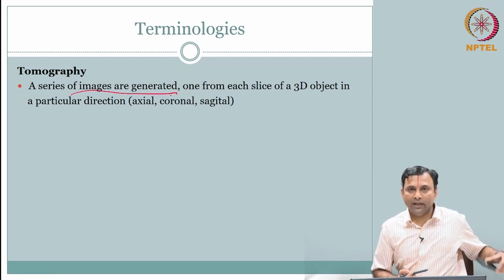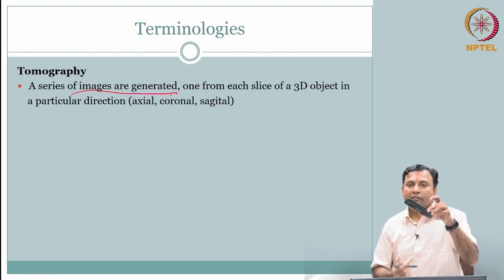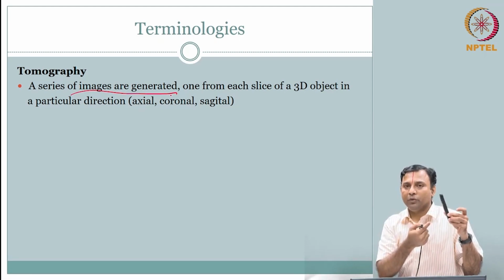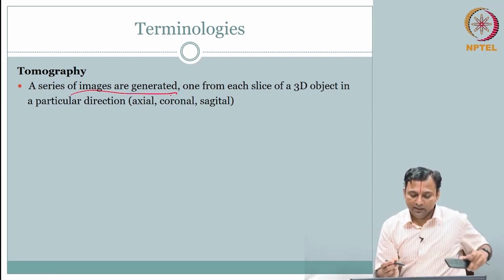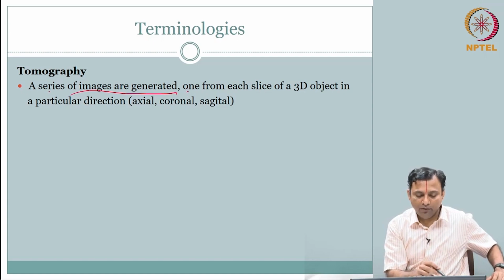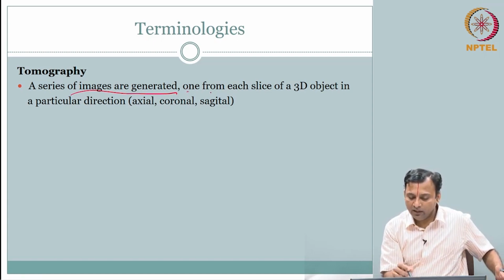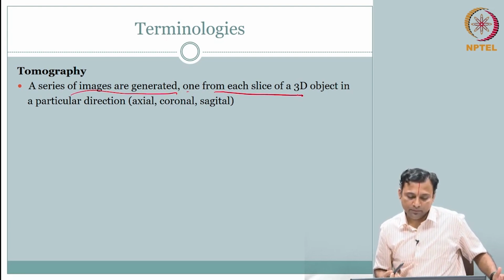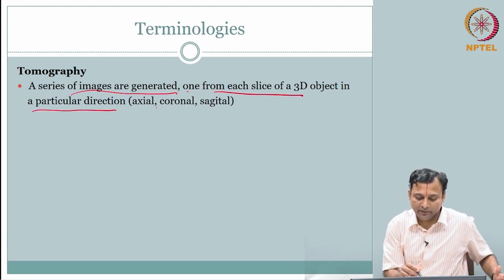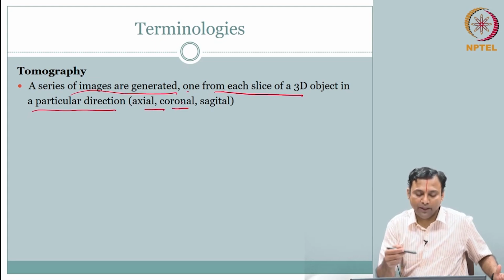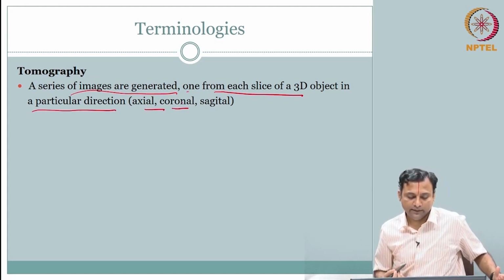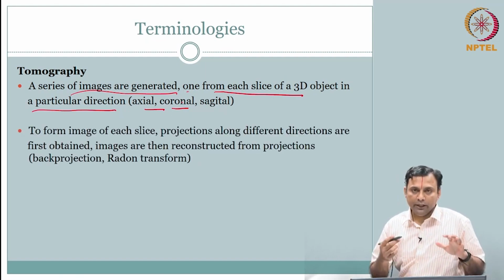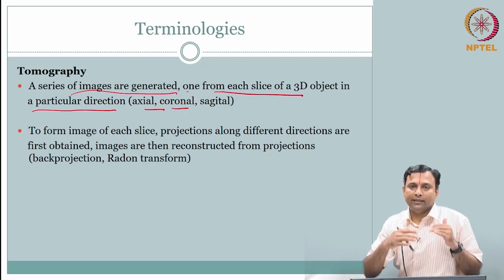In our case we had a 3D object. When we saw it from different views, we had different projections, different slices. So a series of images is generated, one from each slice of the 3D object in a particular direction. Direction is your view, your axial, coronal or sagittal. So essentially these are just slices.